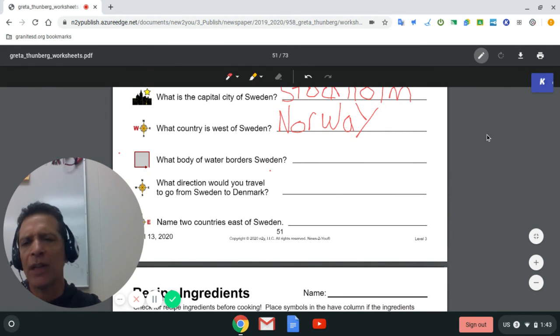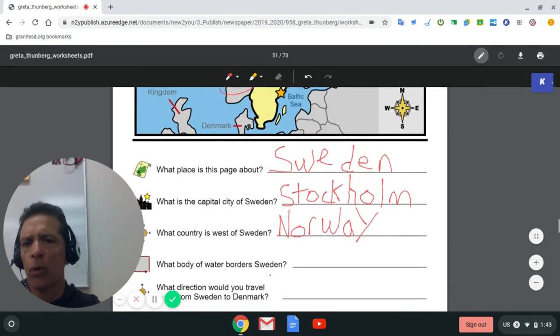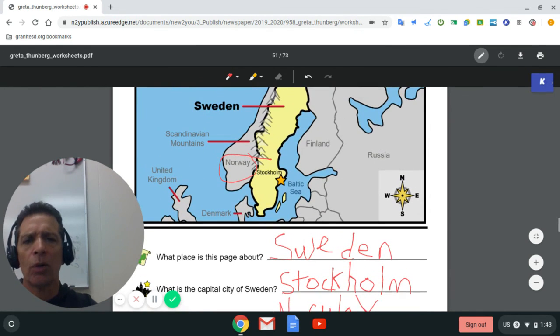Next one. What body of water borders Sweden? Body of water. Water is like a lake, ocean, sea. So border means it touches it. So here's Sweden. There's a water. And what's the name of it that touches it? It is what? The Baltic Sea.